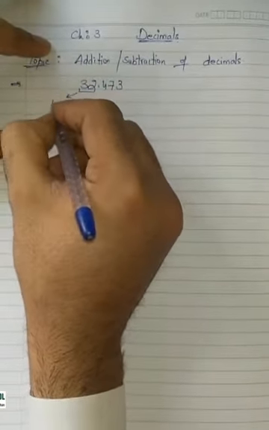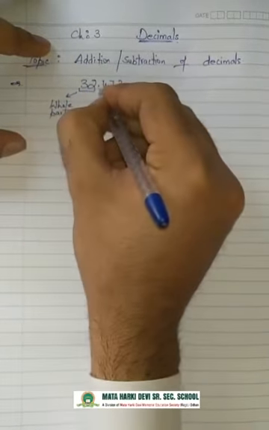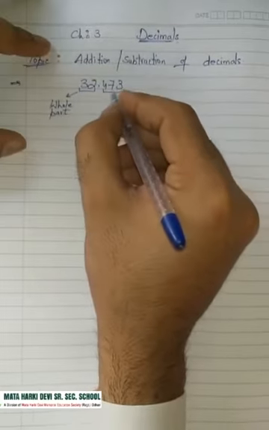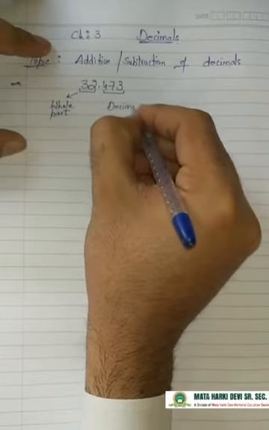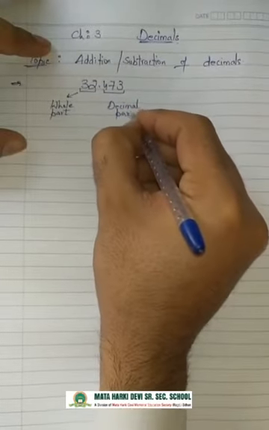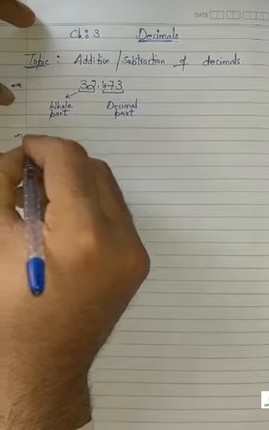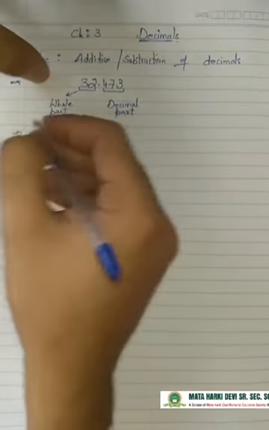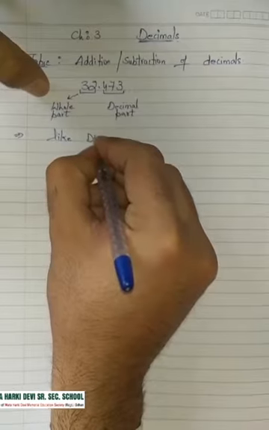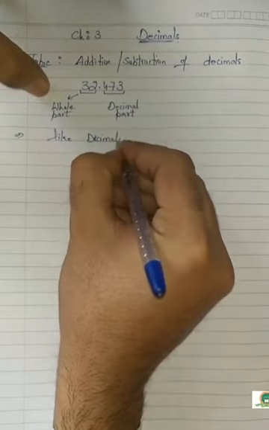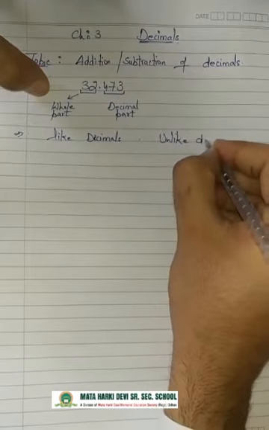This is the whole part, and the part after this decimal is known as decimal part. So there are two types of decimal, like decimals and unlike decimals.